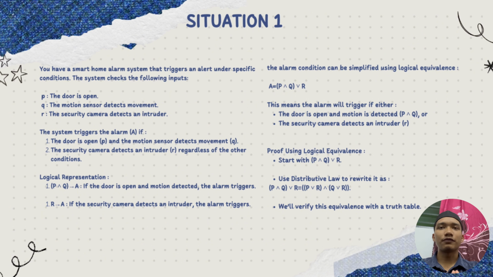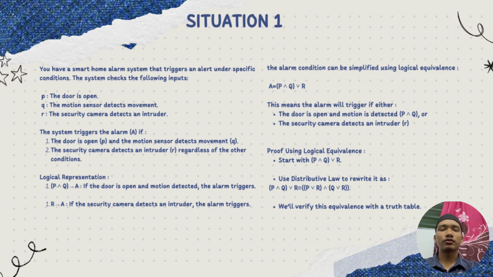Okay, first, the inputs to the system. The alarm system monitors 3 critical conditions represented by the following inputs. P, the door is open. Q, the motion sensor detects movement. R, the security camera detects an intruder. Using these inputs, the system evaluates whether to trigger an alert, represented as A.